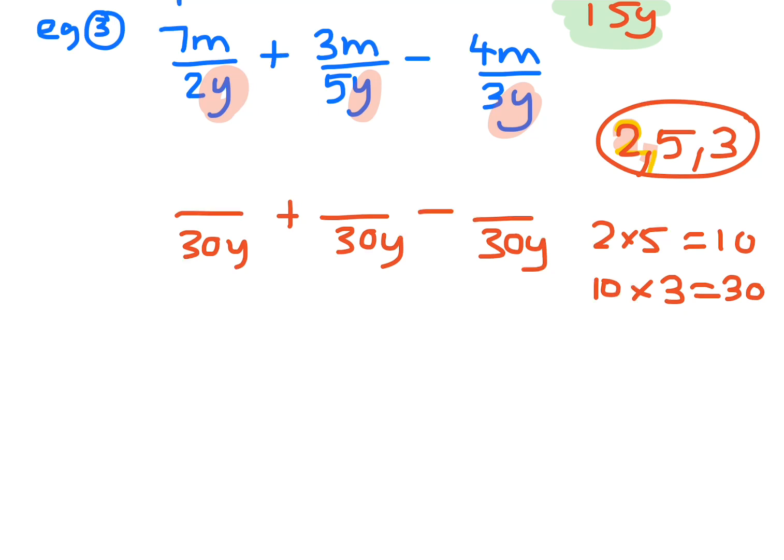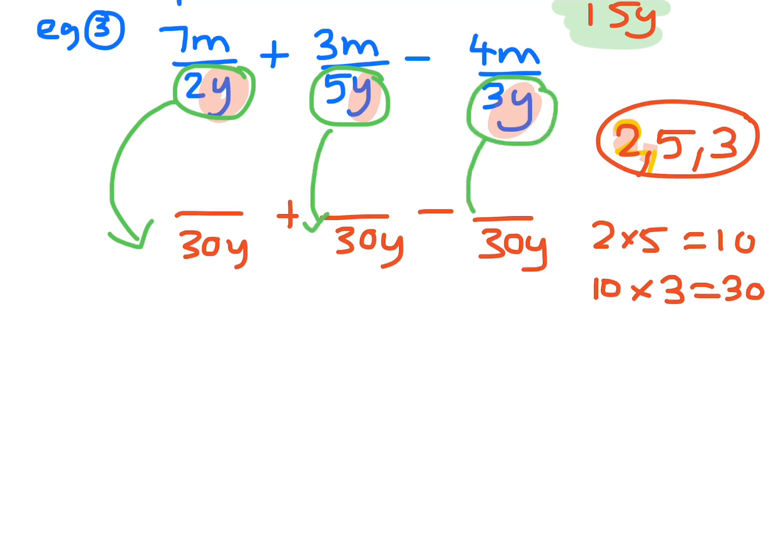Now what we need to do is look at, what do I times this bottom by to get 30y? What do I times this by to get 30y? And what do I times the 3y by to get 30y? So that's a 2y. If I times the 2y by 15, that's really the other two, 5 and 3, 15, then I will get 30, because 2 lots of 15 are 30. If you did 30 divided by 2, you would get 15.